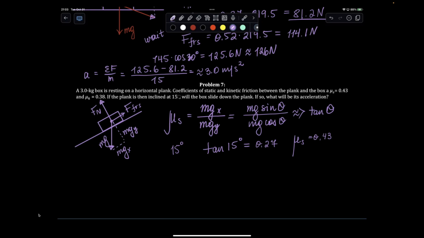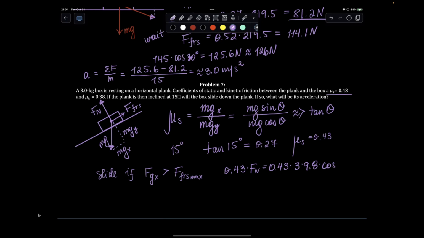If, however, you forgot how we did the lab, you can still do it the full way. It will slide if force of gravity X is greater than force of friction static maximum. What is my force of friction static maximum? It's going to be 0.43 times force normal. 0.43 times 3 times 9.8 times cosine of 15 degrees. Because remember, this is your normal force. Gets me 12.2. So 12.2 newtons is your force of friction static.